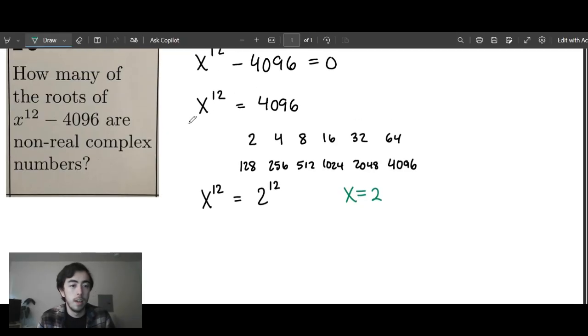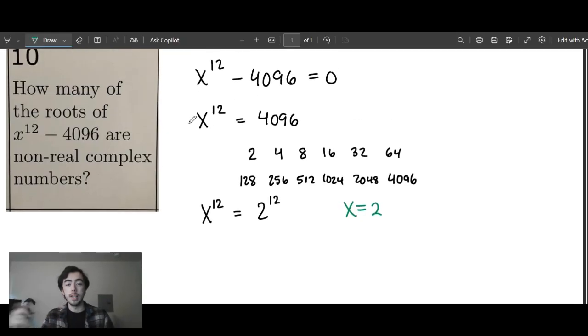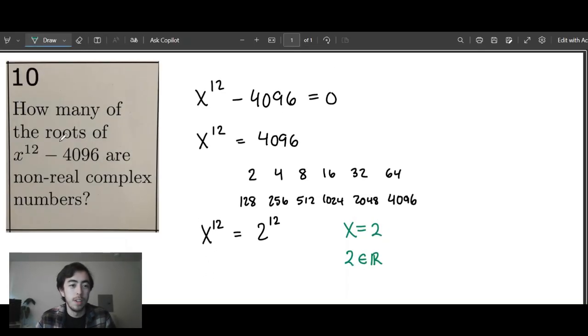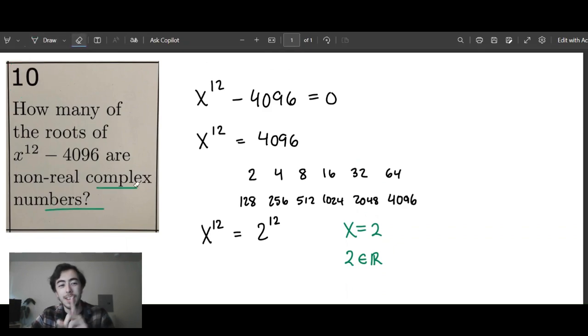Now, that is a real number because, again, it fits that description of between negative infinity and positive infinity. And so I'll denote that by saying 2 is an element of the set of real numbers. And so this one doesn't count for our count of 10 complex numbers. Again, I'm getting there.